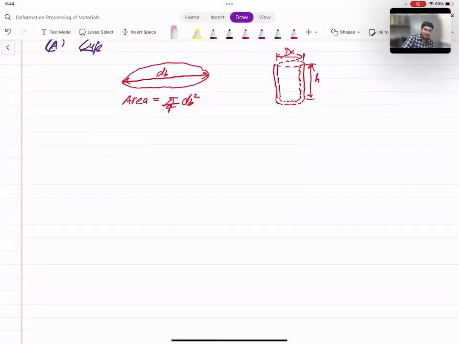we will have pi by 4 db square, which will be nothing but the summation of the area of the bottom of the cup, which will be pi by 4 dc square because the new diameter is dc, plus the curved area. And the curved area for a cylinder is pi dh or 2 pi rh. So here it is pi dc into h.